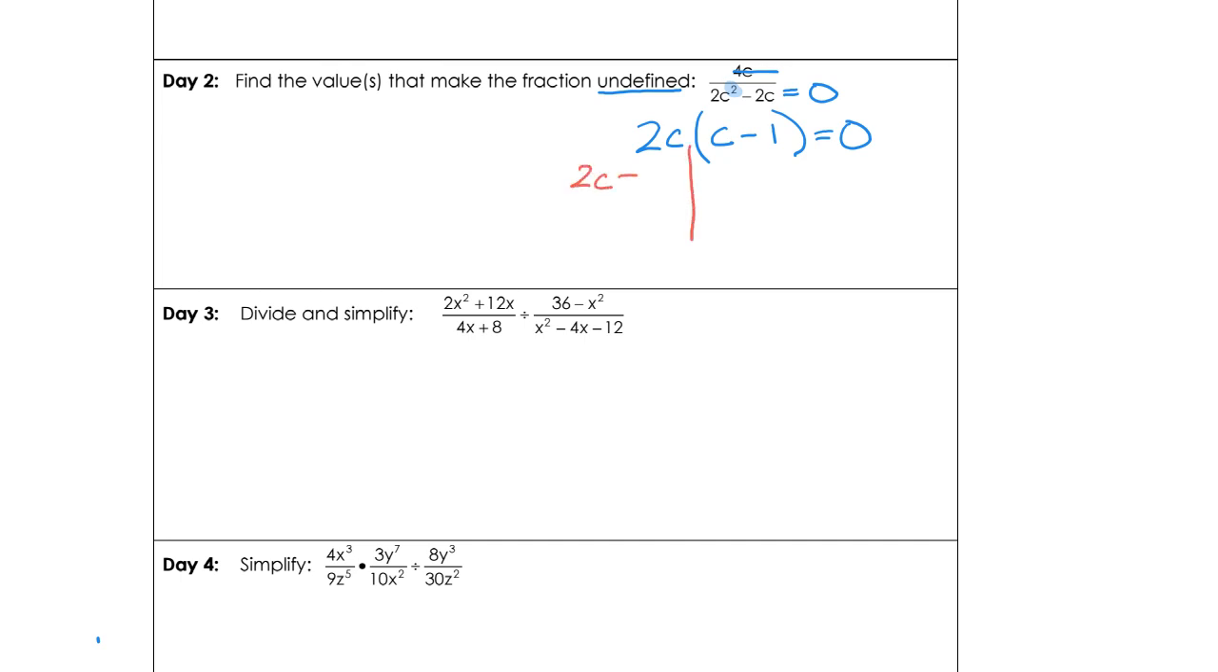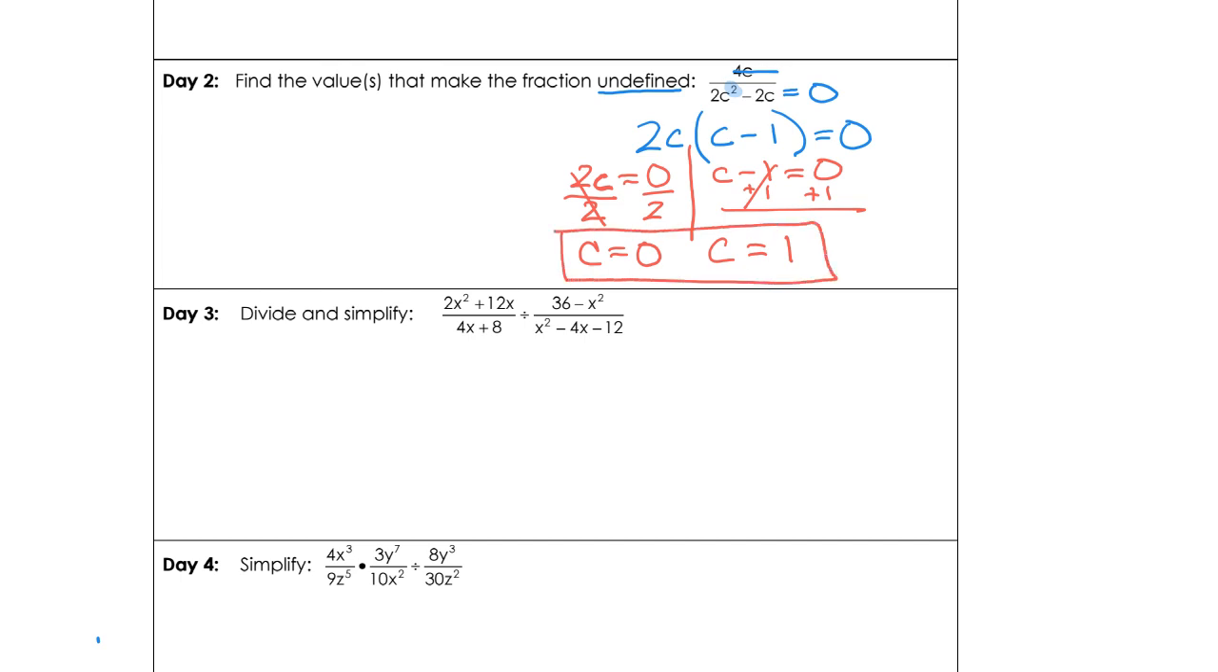We're going to take our one factor of 2c and put it equal to 0, and we're going to take our other factor of c minus 1 and put it equal to 0. Going back to the left side, if I need to solve for this c here, I've got to get rid of the 2, so we're going to divide by 2, so that c equals 0 divided by 2, which is 0. On the other side, we're going to add 1 to both sides, and we end up with c equals 1. And these are the two values that make my fraction undefined.